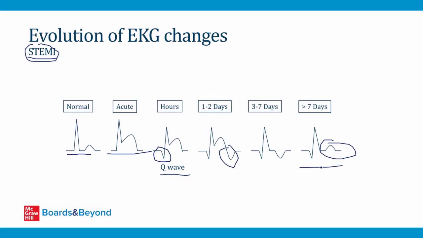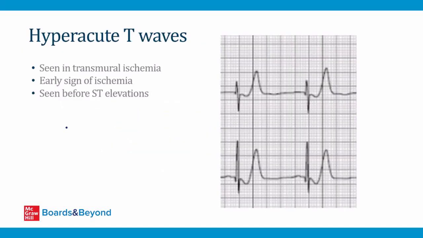So in patients who have an area of transmural ischemia and a transmural myocardial infarction with ST elevations, eventually the ST elevations will go away and the T waves will go back to normal, but they'll always have persistent Q waves indicating that there's scar tissue from prior transmural ischemia. Let's talk about some other ischemic EKG changes you can see that are less common.